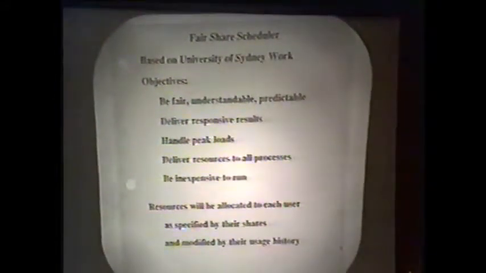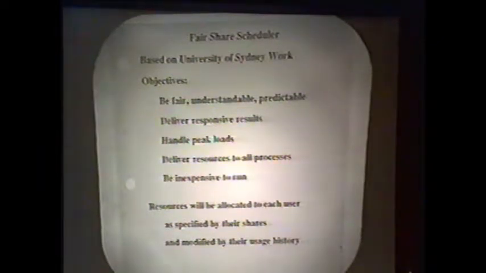One of the new things in UNICOS 5.0 is called the Fair Share Scheduler. This was based upon code that came out of the University of Sydney in Australia. There's a design paper from the original writers of this code in your anthology, and it allows a resource allocation tracking system for users and a way of balancing users into the system. It's designed to be as fair and understandable and predictable as possible.